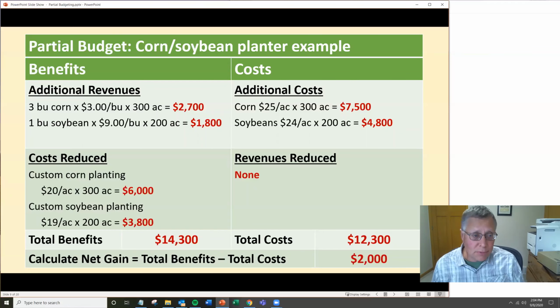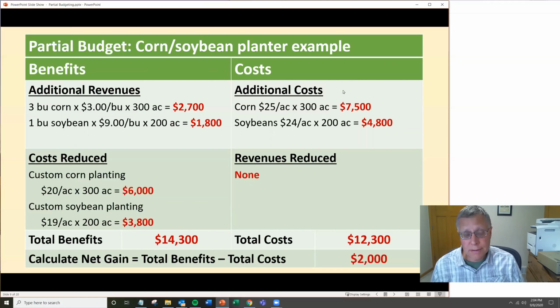What are some of the costs that are reduced? Right now in this assumption, I'm going to assume you're paying $20 an acre for your custom planting, to hire the custom planter, 300 acres. Well, 20 times 300 is $6,000. Then $19 times 200 acres for the custom soybean planting, that's $3,800. And then you add those up: 2,700 plus 1,800 plus 6,000 plus 3,800, and you get 14,300. Now let's go to the cost side.